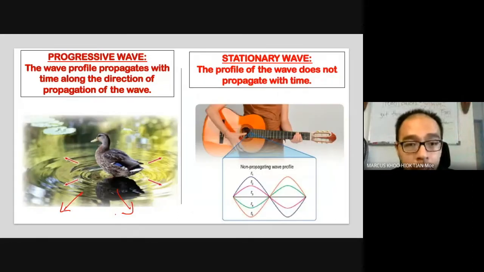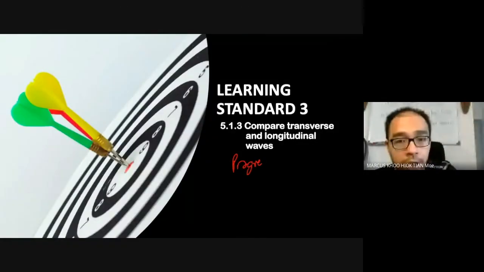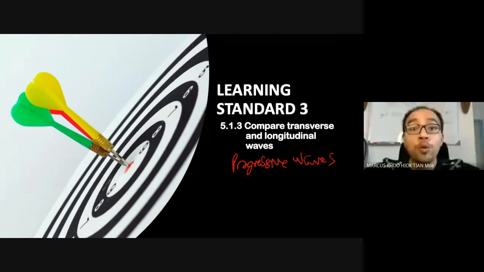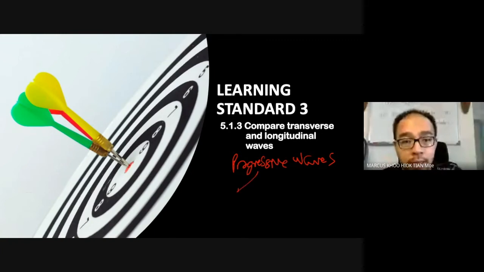Okay, the first one, as I showed you, is progressive and stationary wave. And under progressive waves, there are two other types of waves, which are transverse and longitudinal. So you might want to make a note at the side over here. Okay, so you have progressive waves, meaning waves that move, waves that are moving, not waves that are stationary. And there are two types of progressive waves. The first one is a transverse wave, and the second one is a longitudinal wave.